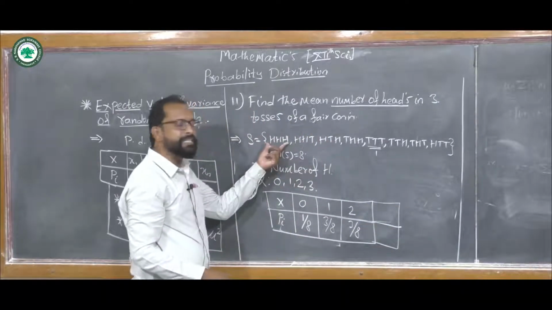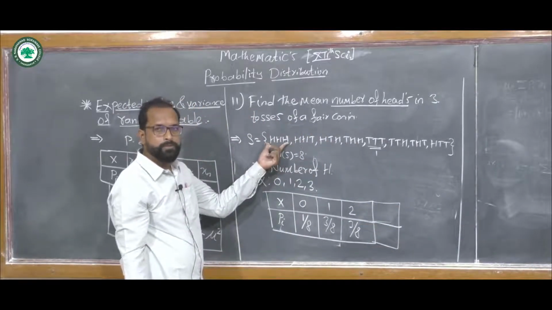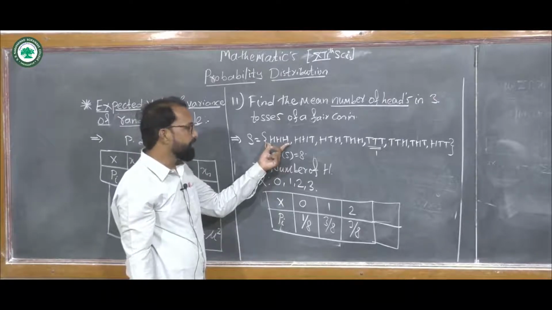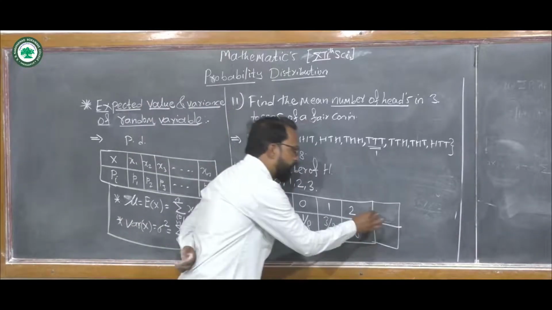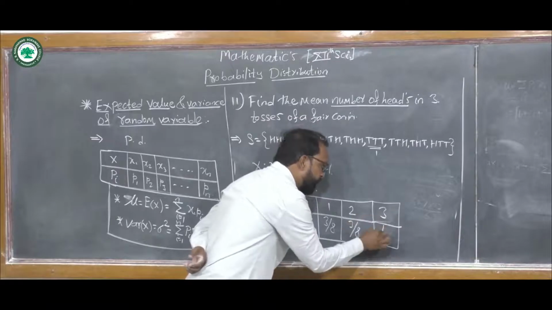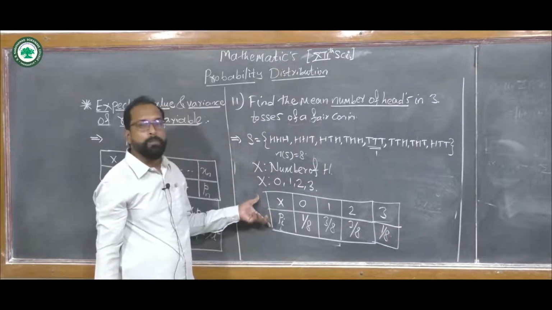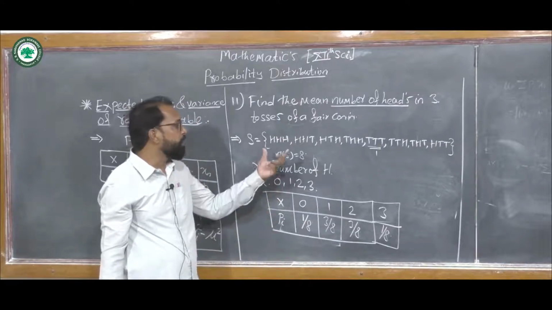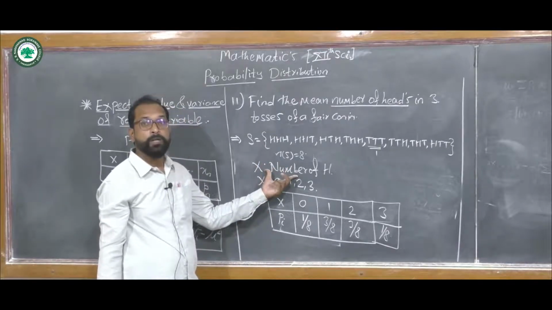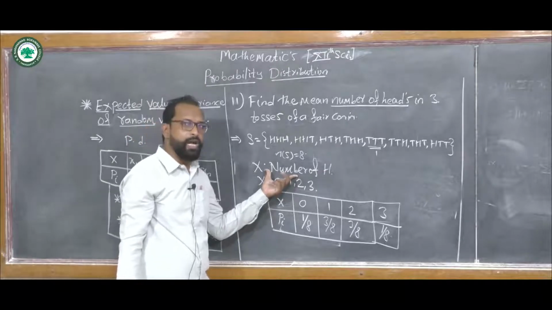Now there exists only one outcome where 3 heads exist. So for x equals 3, the probability is 1 by 8. This is the probability distribution for getting the number of heads in a toss of a coin 3 times.